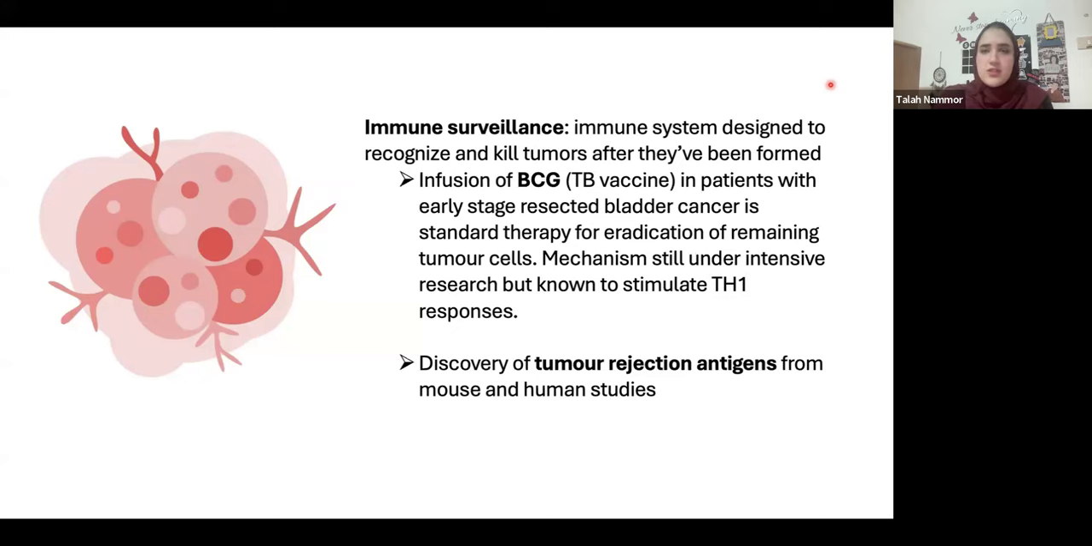Like natural killer cells, it's going around to all of the cells trying to see if the MHC is self or non-self. So this is all part of immune surveillance, or part of our body protecting itself from any danger.